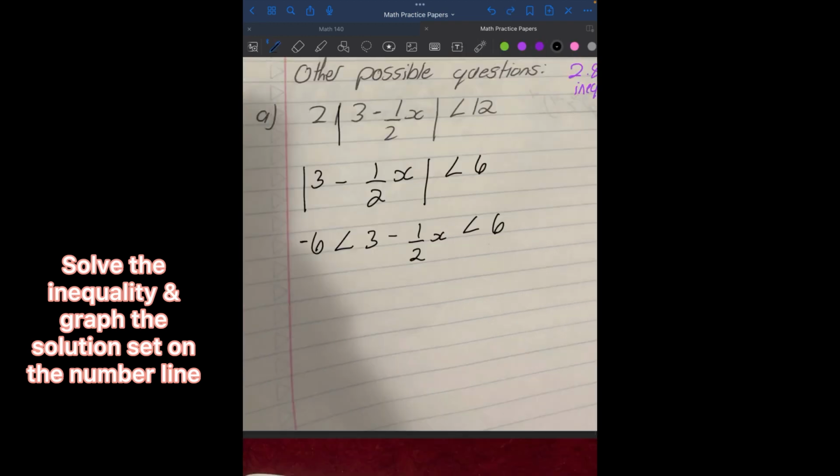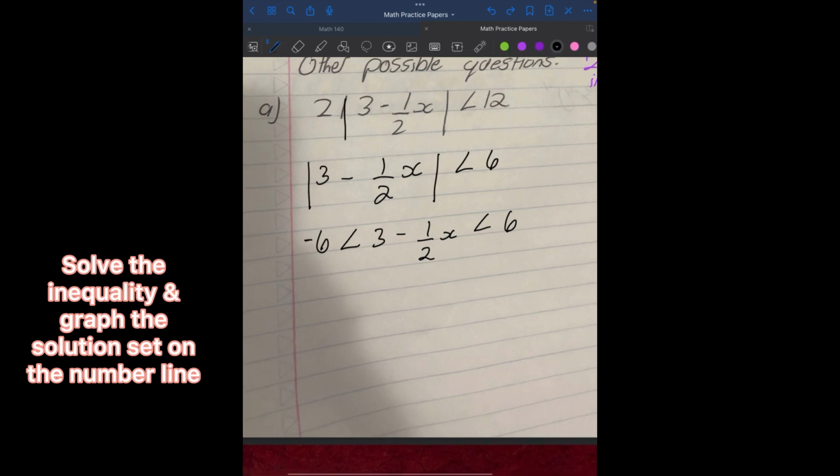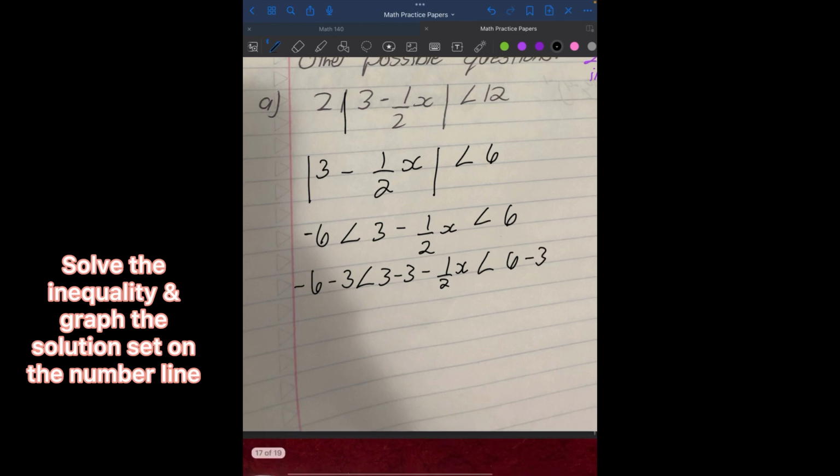So we could subtract 3 to get rid of this positive 3, because if we subtract 3 from the whole equation, that would be negative 6 minus 3, 3 minus 3 minus 1 half x, 6 minus 3. So that'd be negative 9 less than negative half x less than 3. See, we got rid of the 3, right? So now we're just left with negative a half x.